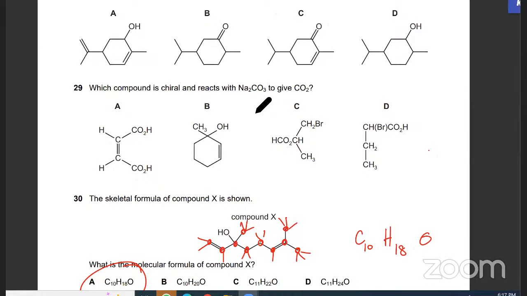Now, the compound is chiral, and it reacts with Na2CO3. Who reacts with Na2CO3? Carboxylic acids. So it's got to be a chiral carboxylic acid. So this is not a carboxylic acid. Is this a carboxylic acid? No, it's an ester, I think.